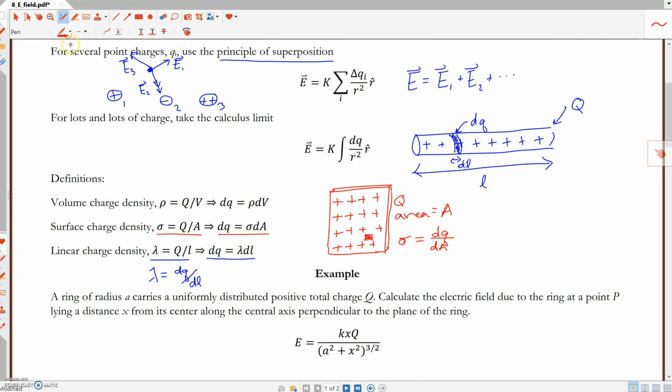Lastly, I might have a sphere, for example, like we had in lab. Oops, sorry, I did blue. Let's pick a different color. How about lavender? I might have a sphere of total charge Q and volume V. And again, the charge is uniformly distributed throughout all of it.